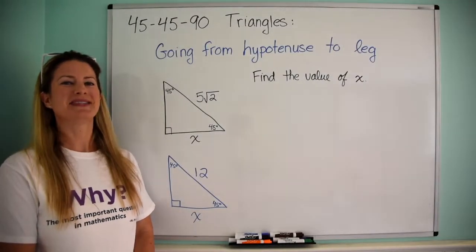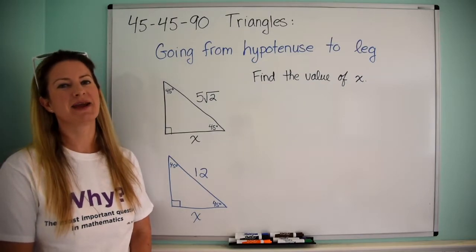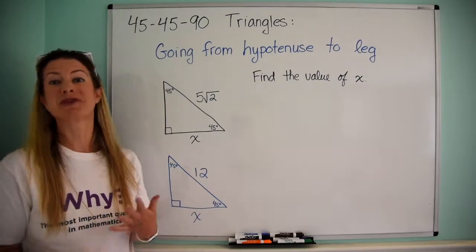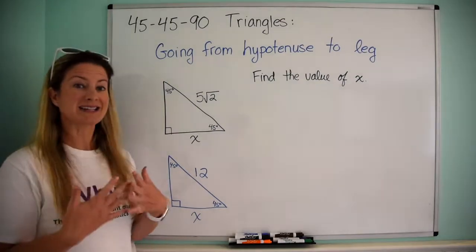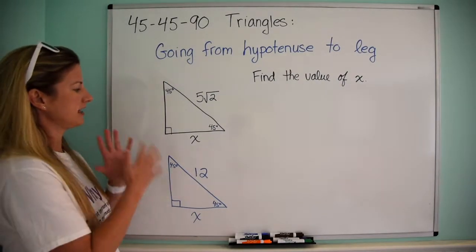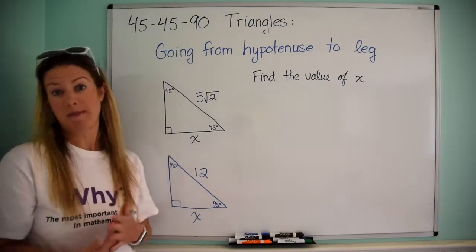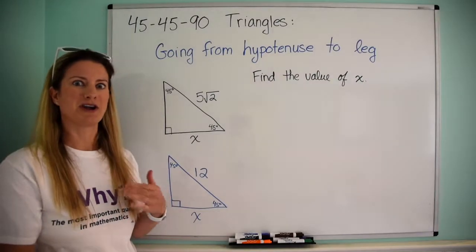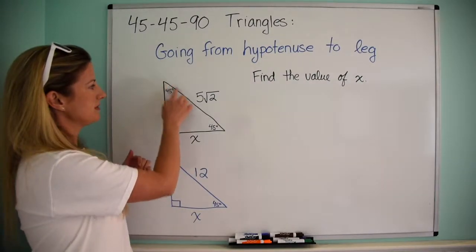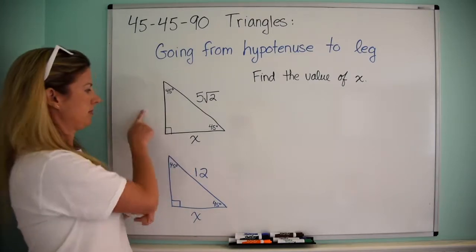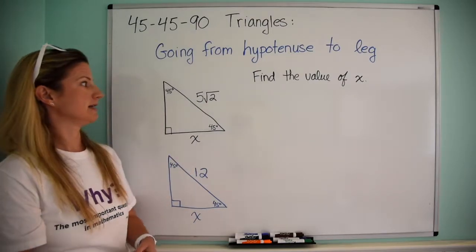Hey everyone, I'm Ms. Mulkowski, the mathematician, and today we're going to talk about 45, 45, 90 triangles, special right triangles. In the last video, we spoke about if you are given the length of one of the legs, find the length of the hypotenuse. So in this video, we are going to do the opposite. We're going to be given the length of the hypotenuse and we want to find the length of the leg. Remember, it'll be the same as the other leg since it's isosceles.